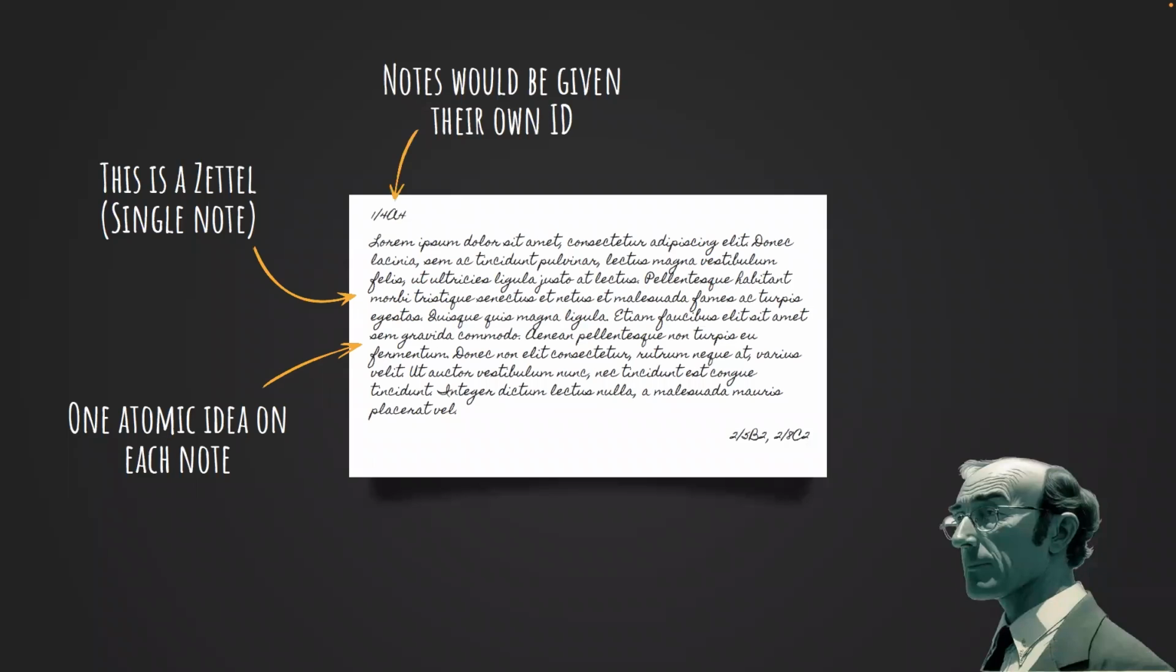Each note would be given their own ID. Now, he's using a paper form, so that's quite critical, otherwise he'll never find them again. If you're using digital forms, it's a little bit easier to find things again. But most importantly, he would then relate a note to other notes of interest, and he would then reference those in his notes.